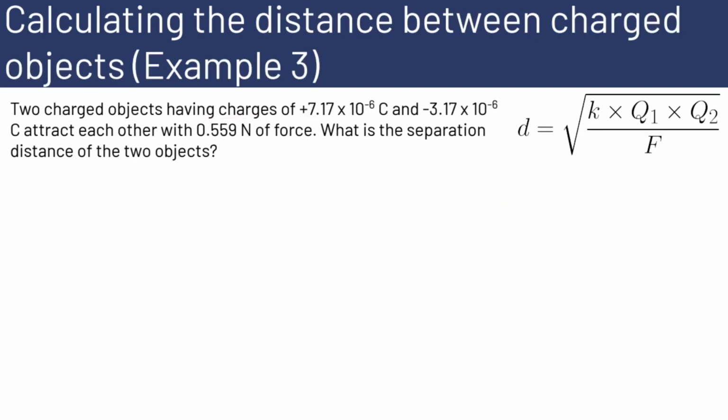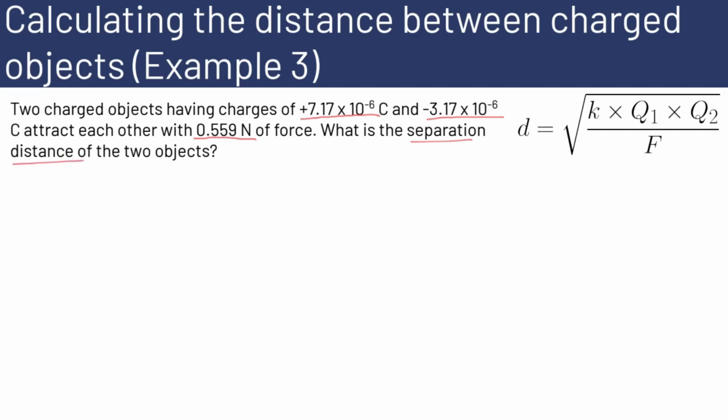All right, in this last example, example number 3, we're going to calculate the distance between charged objects. So we have our distance formula here, which is the square root of k times q1 times q2 over f. So again, just rearranging that original force formula. So we have two charged objects having charges of plus 7.17 times 10 to the minus 6 and minus 3.17 times 10 to the minus 6. These are in coulombs. They attract each other with 0.559 newtons of force. We want to know what is the separation distance of the two objects.